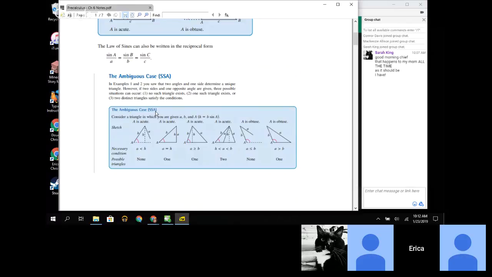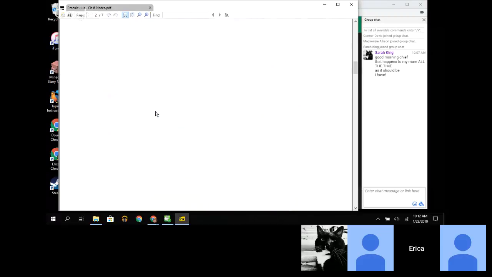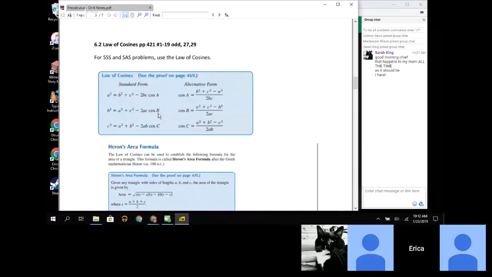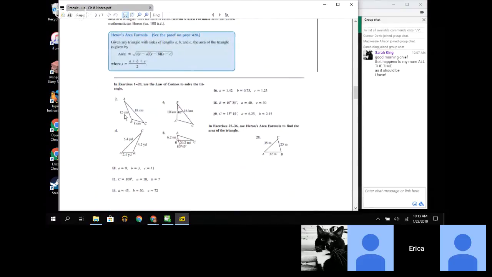All right, so then we're going to skip forward a little bit and talk about 6.2. So 6.2 is for side, side, side. You guys having geometry flashbacks? Side, side, side, remember, is when we give all three sides. Or for problems that are side, angle, side, we want to use the law of cosines. Let me just show you what that looks like. This number 2 would be a side, side, side problem, right? We are given all three sides and we need to solve all three angles.